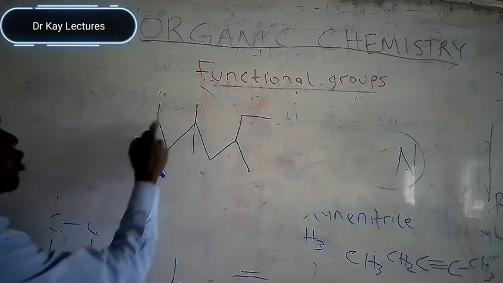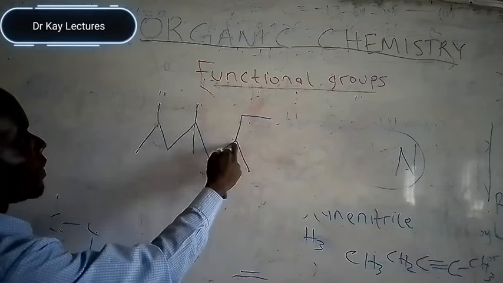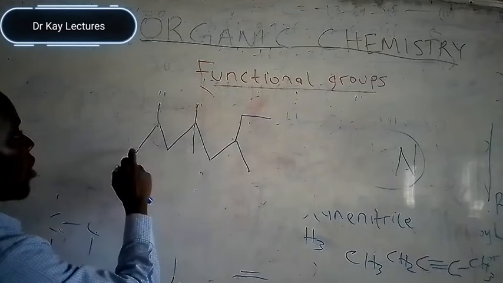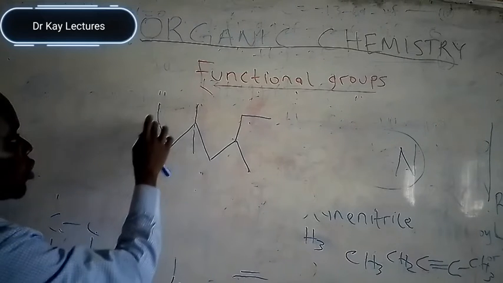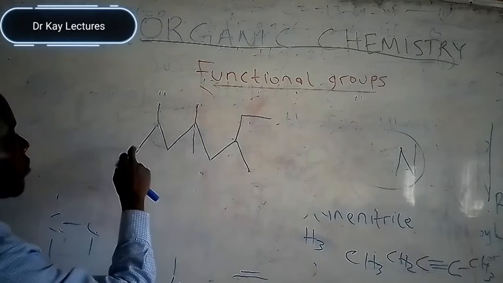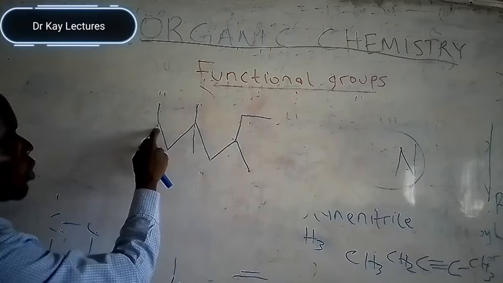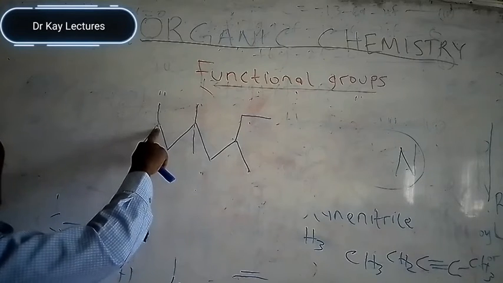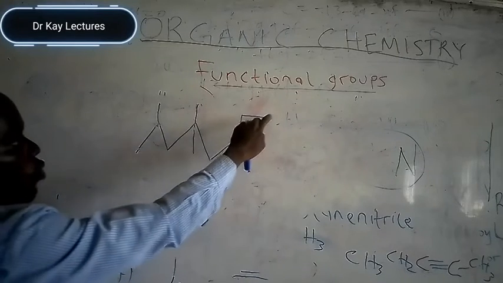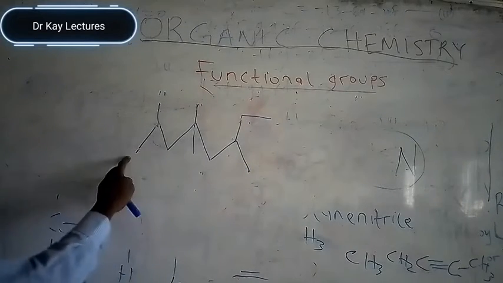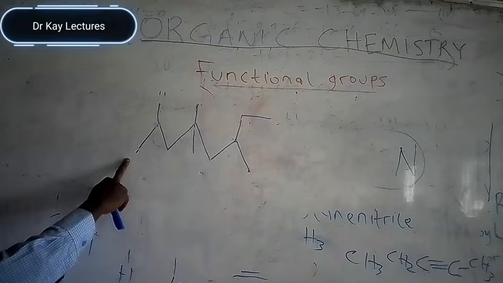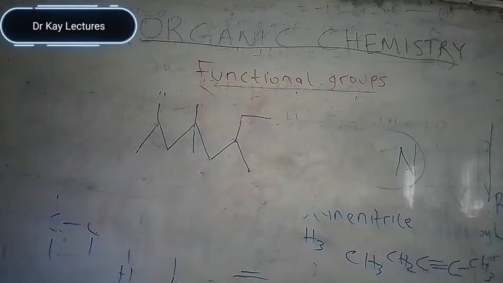Alright, so let's count 1, 2, 3, 4, 5, 6, 7, 8. What if we are counting from here? 1, 2, 3, 4, 5, 6, 7. Or we count from here? 1, 2. On the second carbon we have another substituent attached. Here too, 1, 2. You can see that on this one, there's nothing attached at the second carbon. So that means we are starting from this side. Is anybody confused?